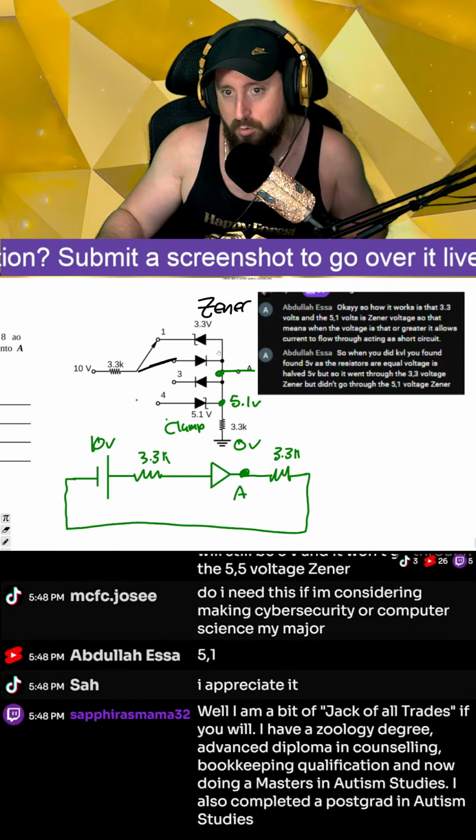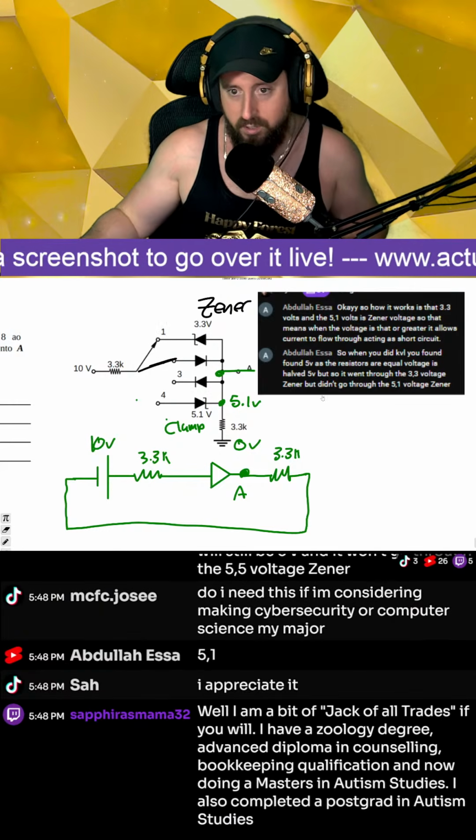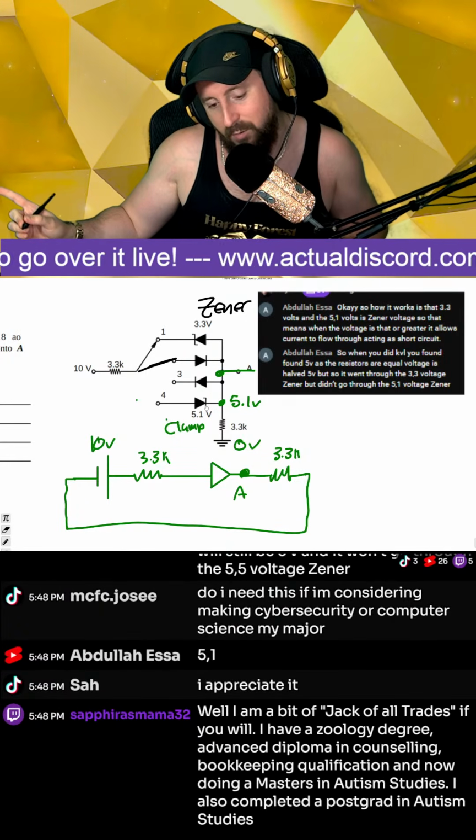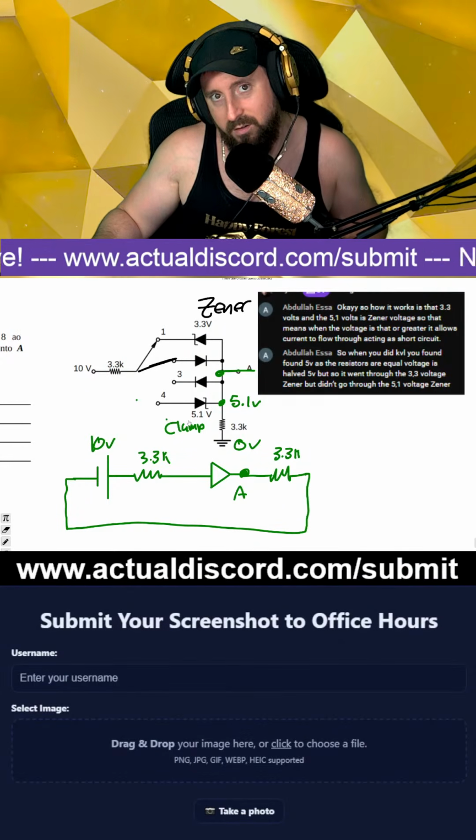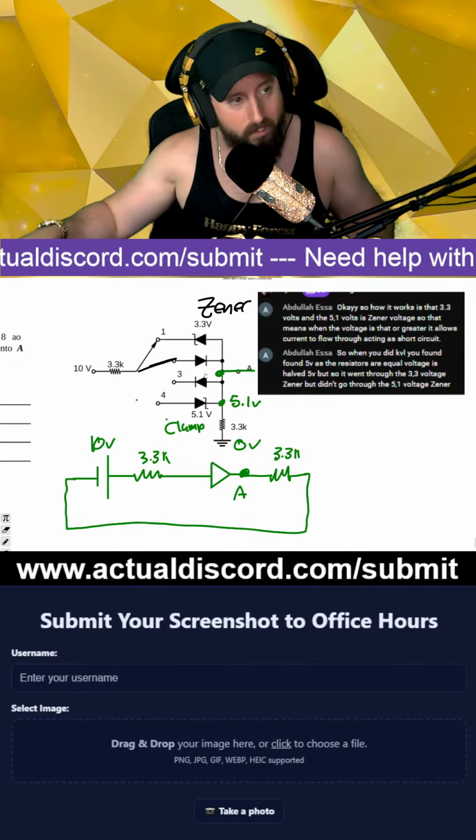But that makes sense, right? If you're going through switch number 2, you don't see the 3.3 volt Zener. You do see the 5.1, right? Yeah. Okay, cool.